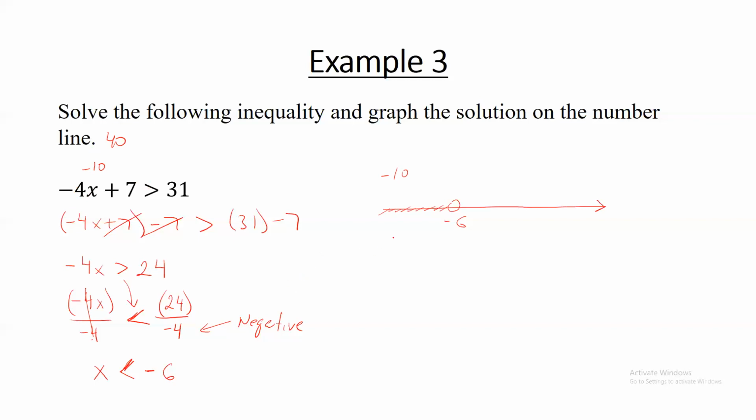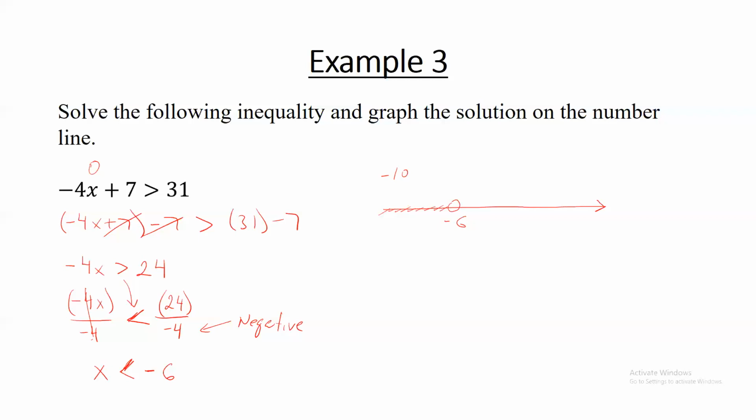If we, for example, accidentally shaded in the wrong direction, and I had to pick a number that's bigger than negative 6, for example, 0, again, a very easy number to plug in. If I plug 0 in for x, negative 4 times 0 is 0. 0 plus 7 is 7. Well, 7 is not less than 31, right? So that would have been definitely the wrong answer. So don't be afraid to just pick a number in your solution set, plug it in. It'll give you a good idea whether you're probably right or not.